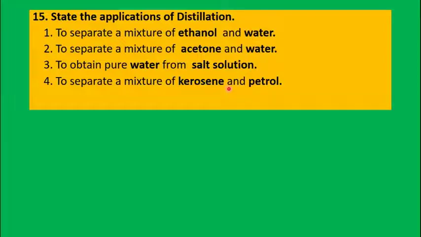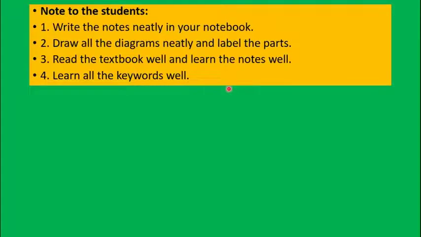I hope you all have understood these three methods. So please write the notes neatly in your notebook, draw all the diagrams neatly and label the parts. You have to read the textbook well, learn the notes well, and learn all the keywords well, important words which you have learned like chromatography, sublimation, distillation, volatile, non-volatile. Learn all that and understand it well, and pertaining to this, all the exercise questions are there in your textbook at the back, so you can do that. And so please be prepared for the test. Learn well. Thank you, children.